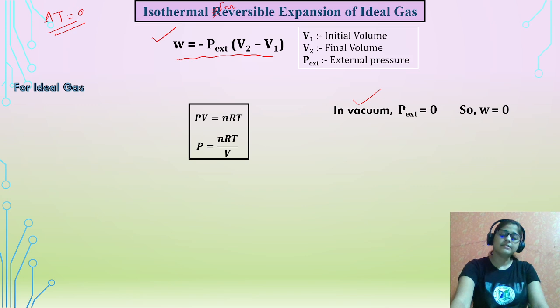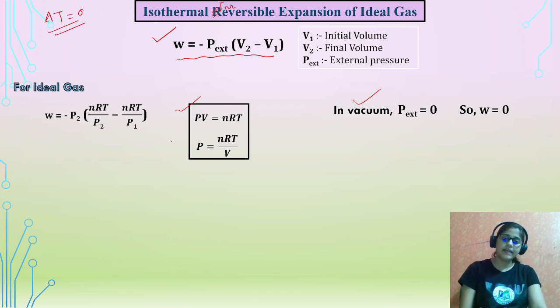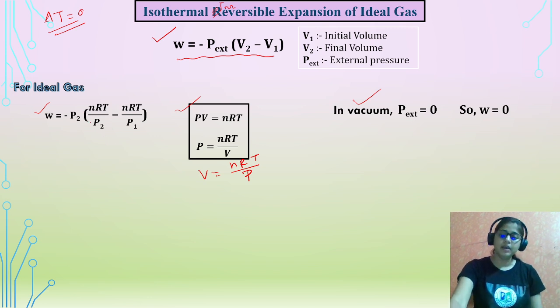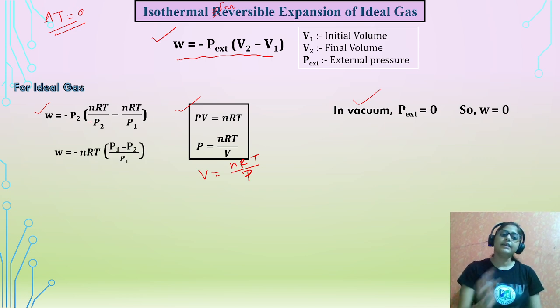Now for ideal gas, PV equals nRT, so P will be nRT by V, and we can write like that. If we put the value of V2 and V1, we will get this one. So V will be nRT by P. For the initial case it will be nRT by P1, and for the final nRT by P2. If we put that value, it will be this one. Now nRT can be moved in front of the bracket, and if we solve this, we will get this.